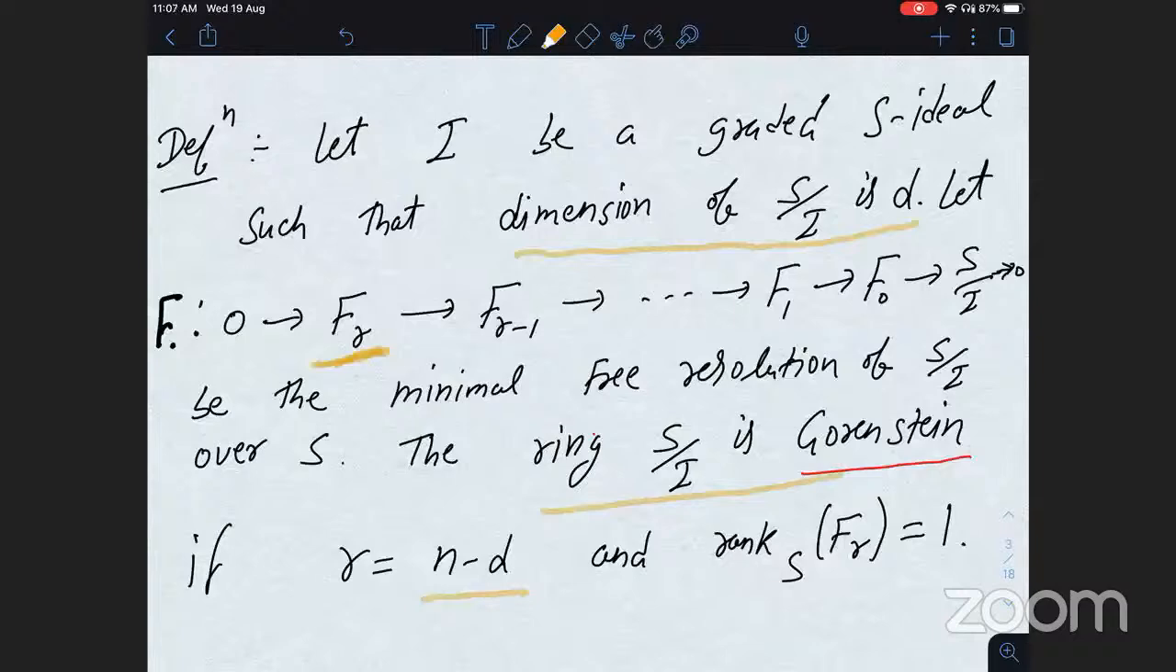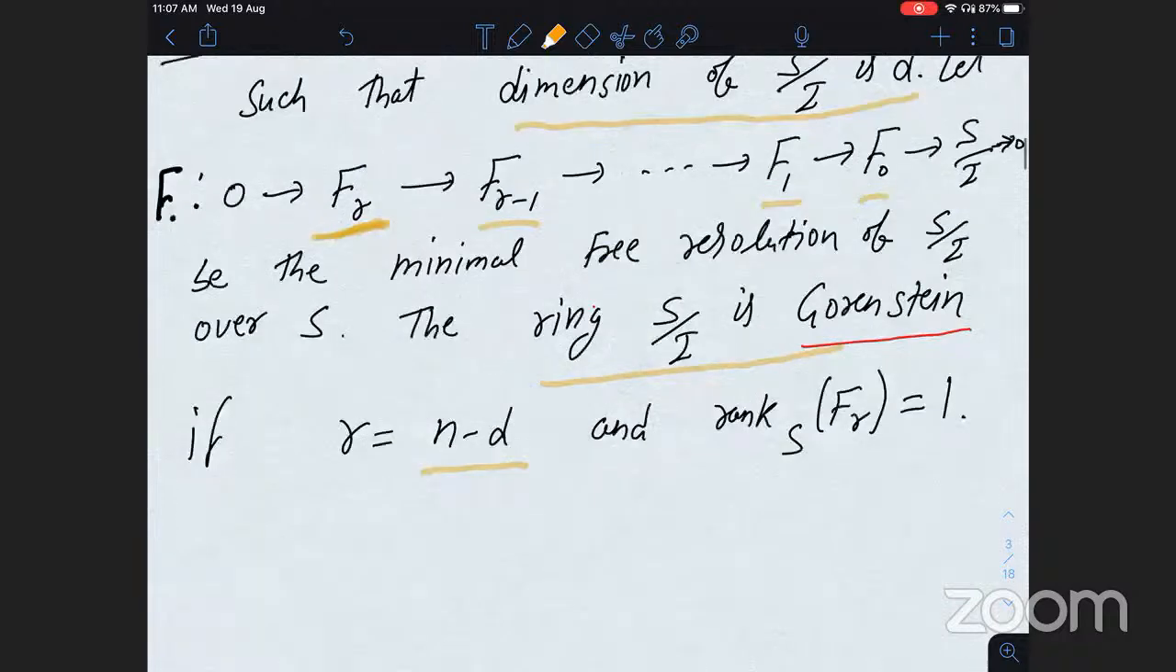If somebody doesn't know about minimal free resolution, here all these modules F_i are free modules over S, such that this complex is an exact complex, or acyclic complex. So the zeroth homology will be S mod I, and all higher homology will be 0. Okay, so I've defined Gorenstein. Now we'll state the conjecture. Let S be a standard graded polynomial ring.